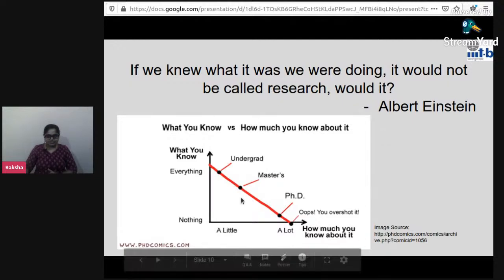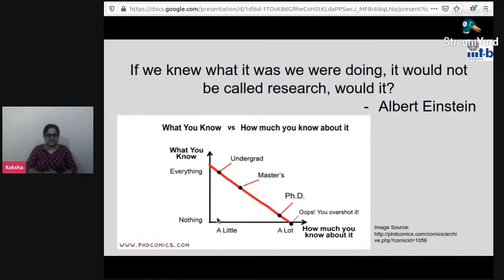And so this is a typical, very popular PhD comic that we have. On the x-axis you have the depth of knowledge, how much you know about something. On the y-axis you have what you know. When I was in my undergraduation, my engineering, I knew a little bit about everything, right? Everything meaning in computer science, I knew a little bit about everything.